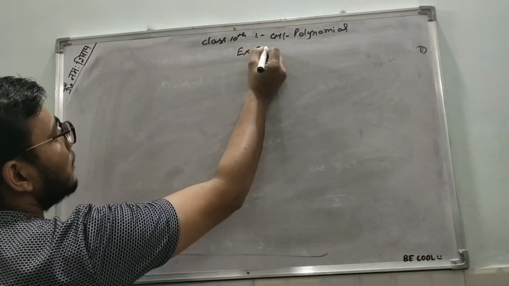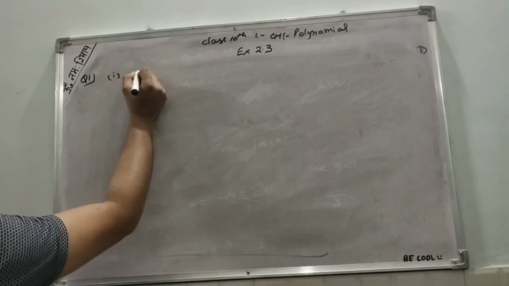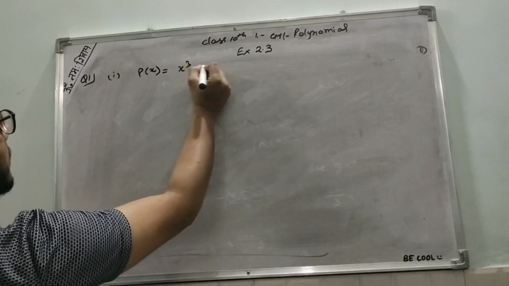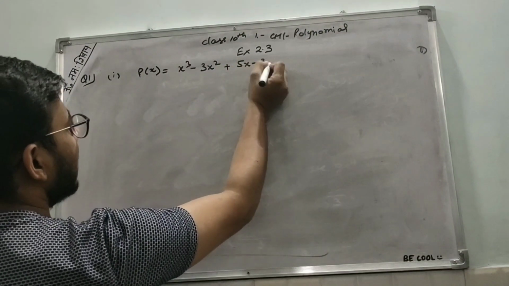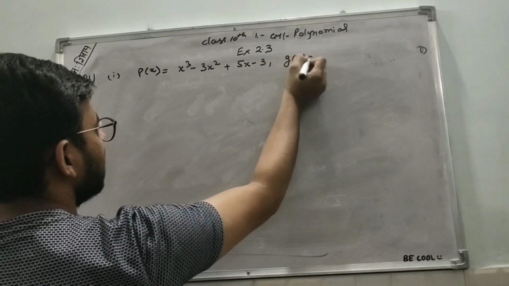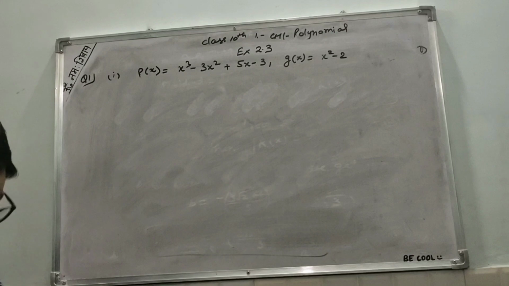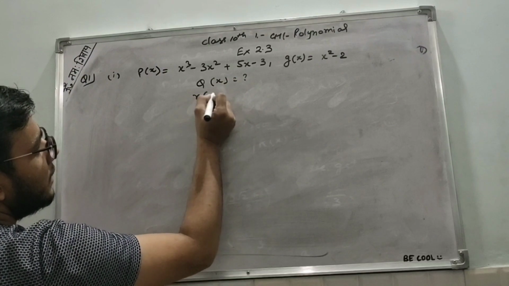Exercise 2.3. Question number 1. We have first part. p(x) is equal to x³ minus 3x² plus 5x minus 3, and g(x) is equal to x² minus 2. In this question we have to find quotient and remainder. So quotient is your q(x) and remainder is your r(x).